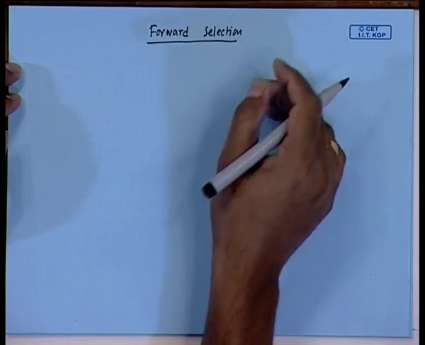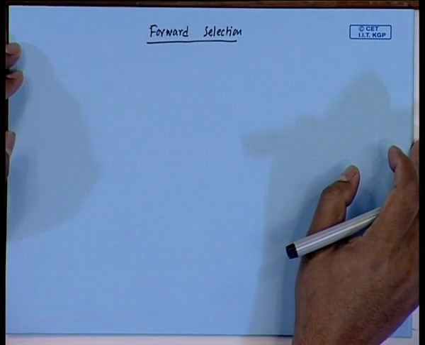The basic motivation behind forward selection is that we start with no regressor in the model, and then at every step we add the most relevant regressor to the model. So, every step we keep on adding one regressor to the model, and there is some stopping criteria. We will talk about those things now.